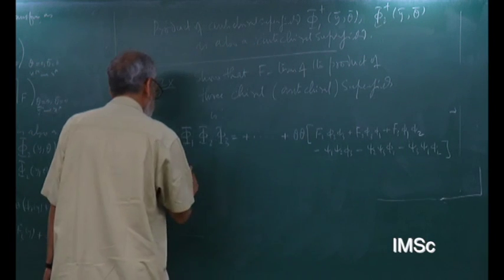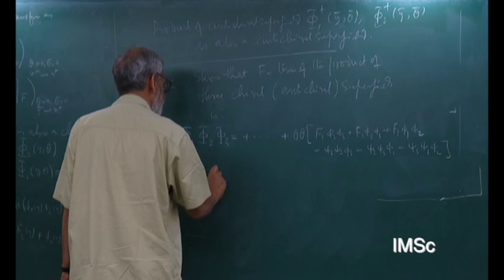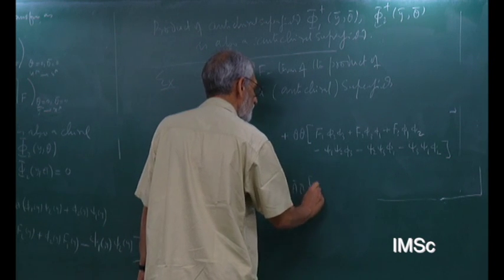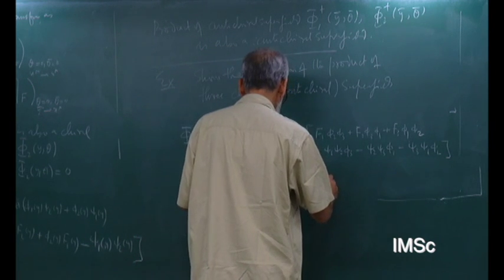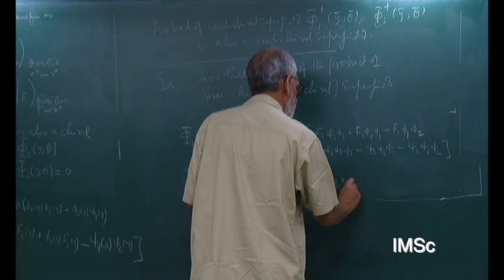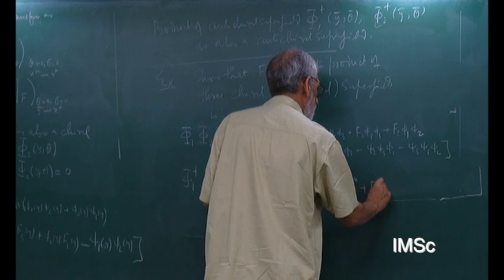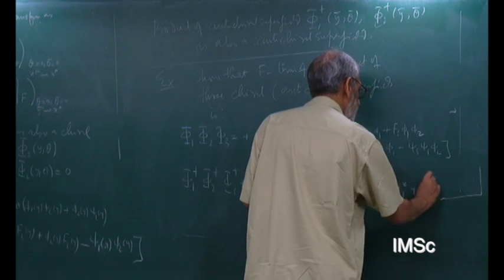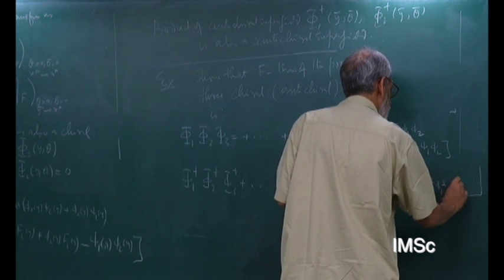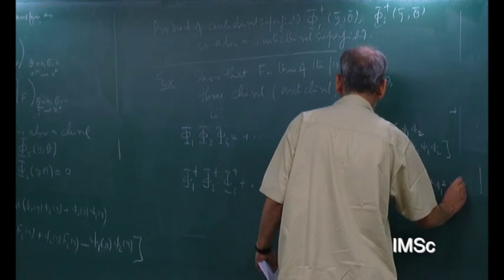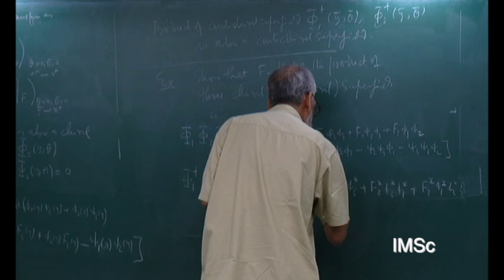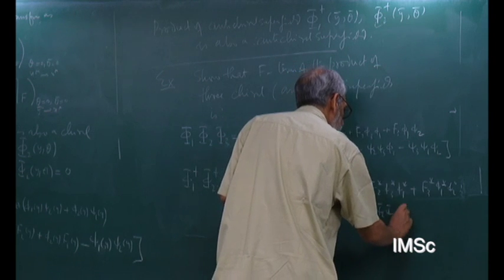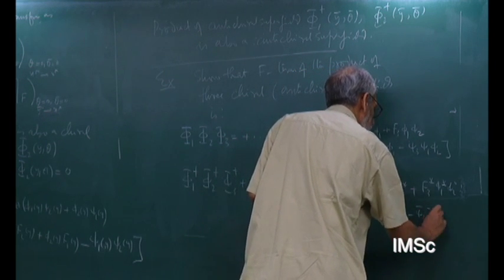And for the conjugate ones, you just star everything: F1 star, F2 star, F3 star, F2 star, F3 star, F1 star, F3 star, F1 star, F2 star, minus psi 1 bar psi 2 bar F3 star, psi 2 bar psi 3 bar F1 star, psi 3 bar psi 1 bar F2 star.